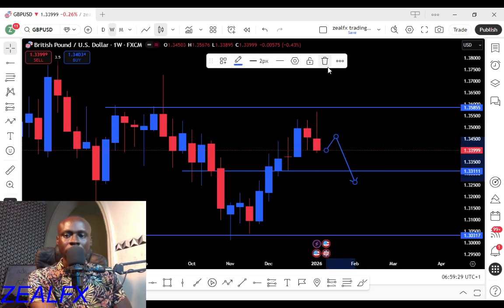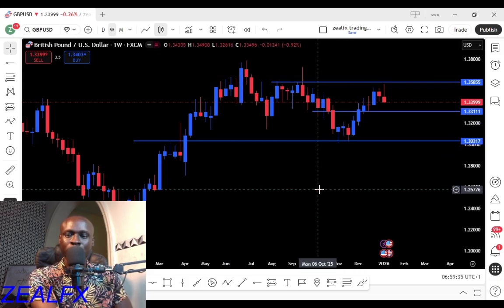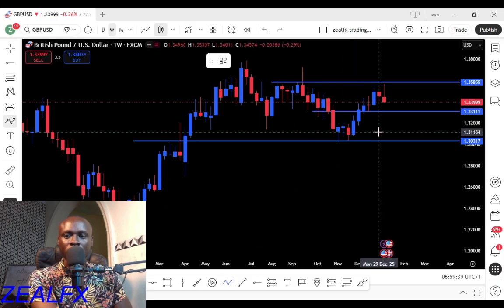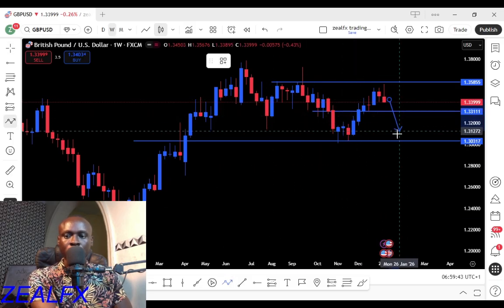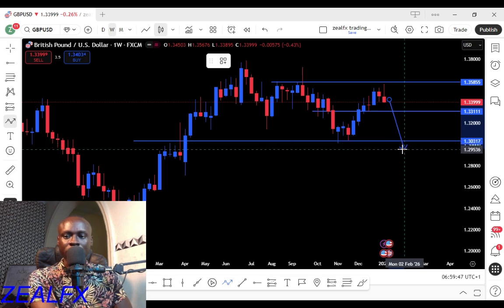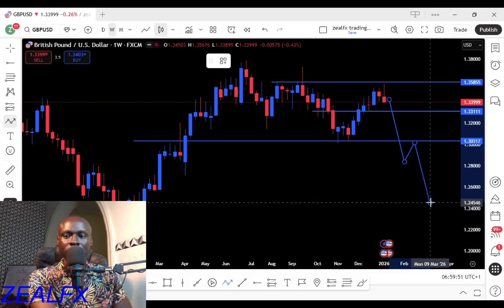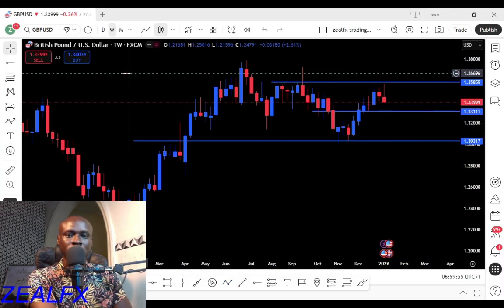So let's look at the major structure of pound USD. On the weekly chart, we have a downtrend structure on the pound USD, so we expect more of a bearish trend for the pound USD this coming week. From the weekly, the structure is telling us that price needs to drop below this level. Here will be our first target for the weekly. Then after a break of this level, we expect a retest, then we'll see further selling for pound USD to the downside. So we expect more of a bearish trend on the pound USD this coming week.